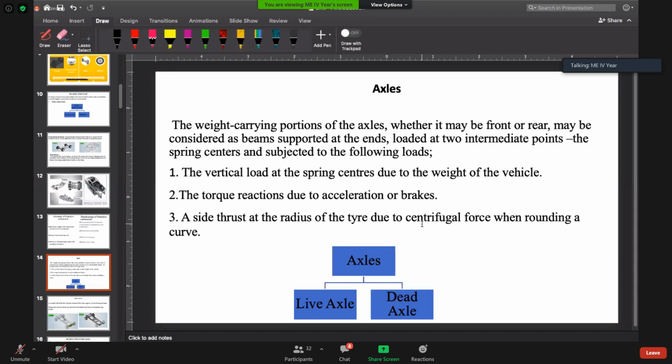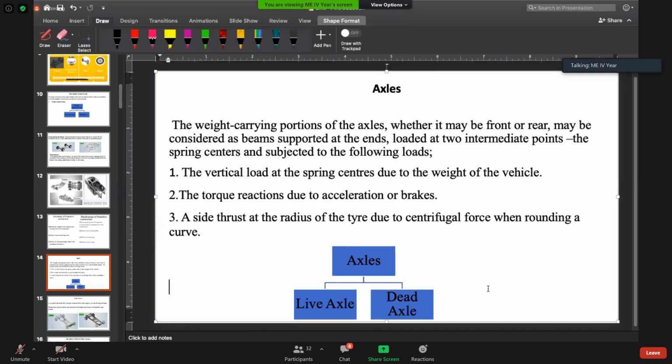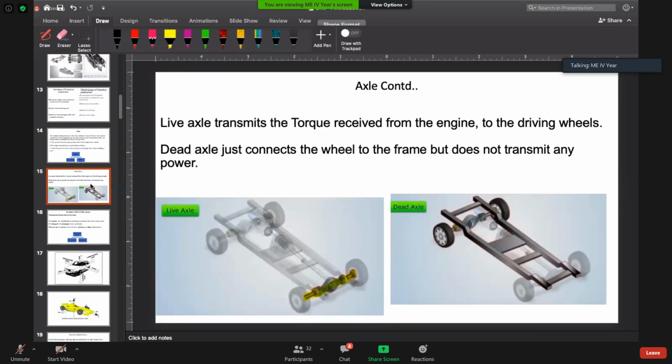So we have seen there are two type of axles, live axles, dead axles. So live axle is the one which is transmitting the power to the wheels, and dead axle is the one which is supporting only the structure. Okay, here you can see in the figure, the left hand side is your live axle in which it is transferring the power to the wheel, whereas on the right hand side you have dead axle which is there only as a supporting member. So this is about your axles.